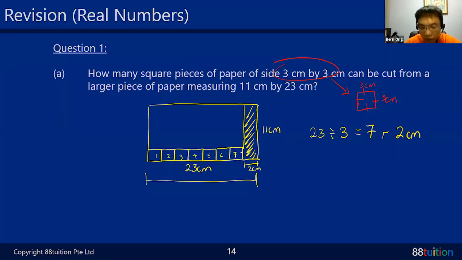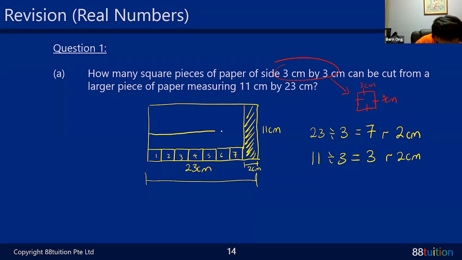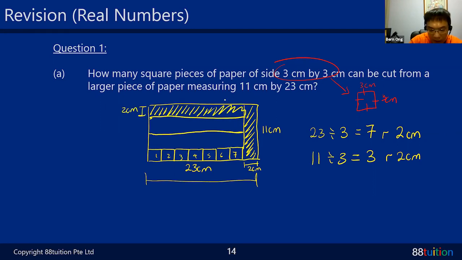Now, how about my width? My width is 11 cm. 11 divided by 3 is what? 3 remainder, what? 3 and 3 is 9. 9, 10, 11, 2 cm again. So my width down here, I can put 2 layers like that. 1 layer and another layer. Can you see? And this portion will be the 2 cm that is wasted. All right, now here will be 2 cm. So the shaded one, right? The shaded are what I call wasted.